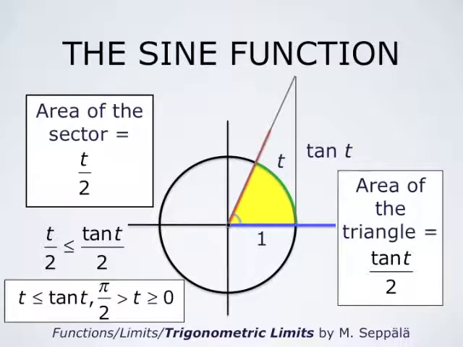So t must be less than pi over 2. For t equals pi over 2, tangent of t is undefined. But for these values of t, we have t is at most tangent of t. In fact, we have equality only if t is 0, otherwise there is a strict inequality.